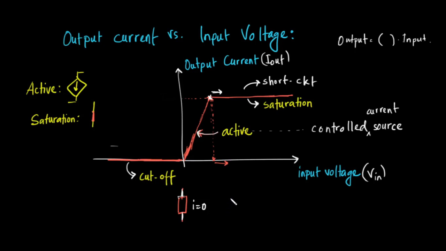Okay, so I can draw this like this as an open circuit. Okay, so when a transistor is in the cutoff region, it acts like an open circuit.